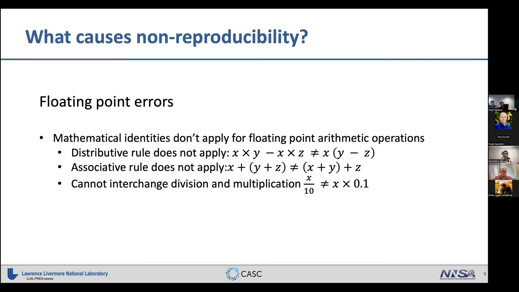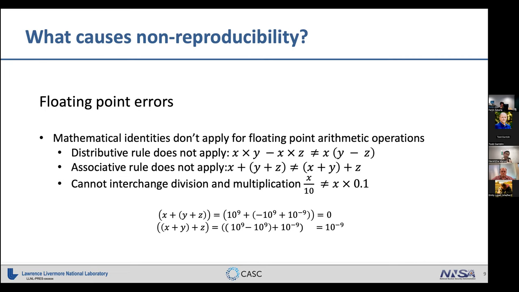And therefore mathematical identities that we take for granted, such as distributive and associative, do not apply here. And we cannot just interchange division with multiplication just because of this reason. Here's a little example showcasing this aspect. This is a single precision summation of three values, x, y, and z. And we see that the same mathematical expression, a sum of three variables, can produce different output depending on the ordering in which they were done.